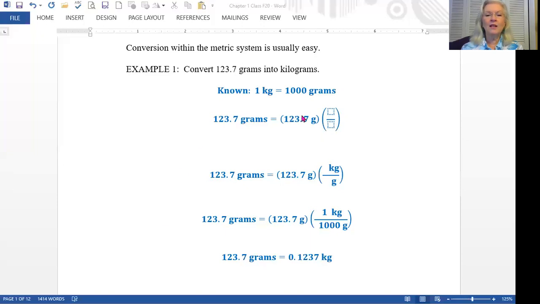A lot of people can do this sort of conversion in their heads. If you're one of them and you always get it right, great for you. But if you tend to make mistakes, what you need to do is set it up with a fraction as your conversion factor and just go through the process I've outlined.